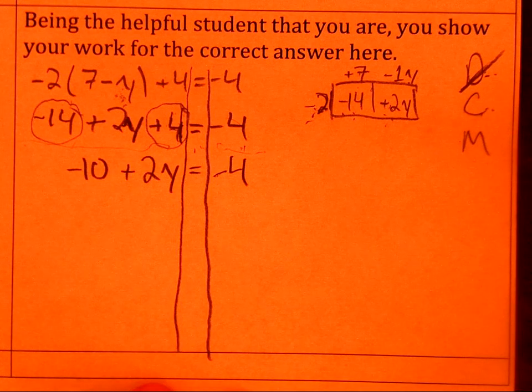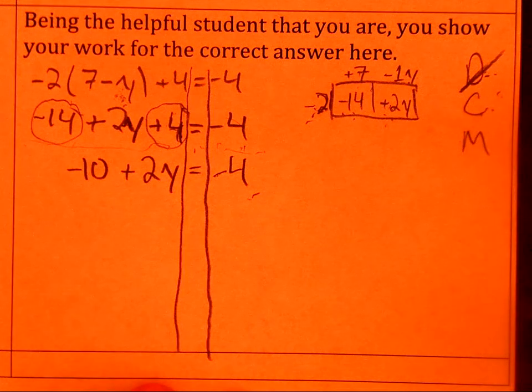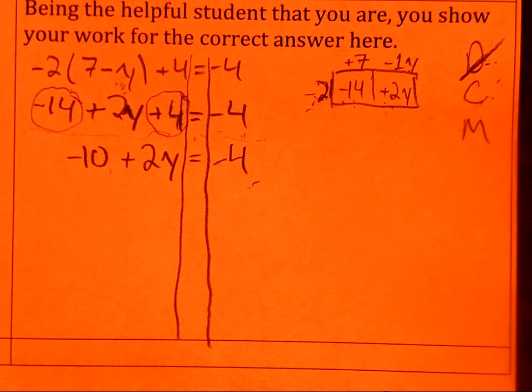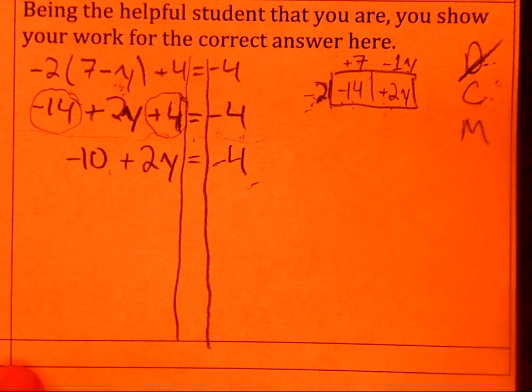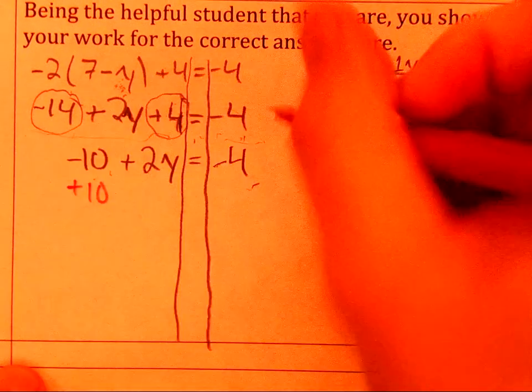I'm still combining like terms because I want to get all the constants on one side. So how would I get rid of this -10? Well, again, I have my inverse operation, so I'm going to bust out that red pen for ourselves. Add the opposite. So what's the opposite of a -10? It is a +10, so I add 10 to both sides.